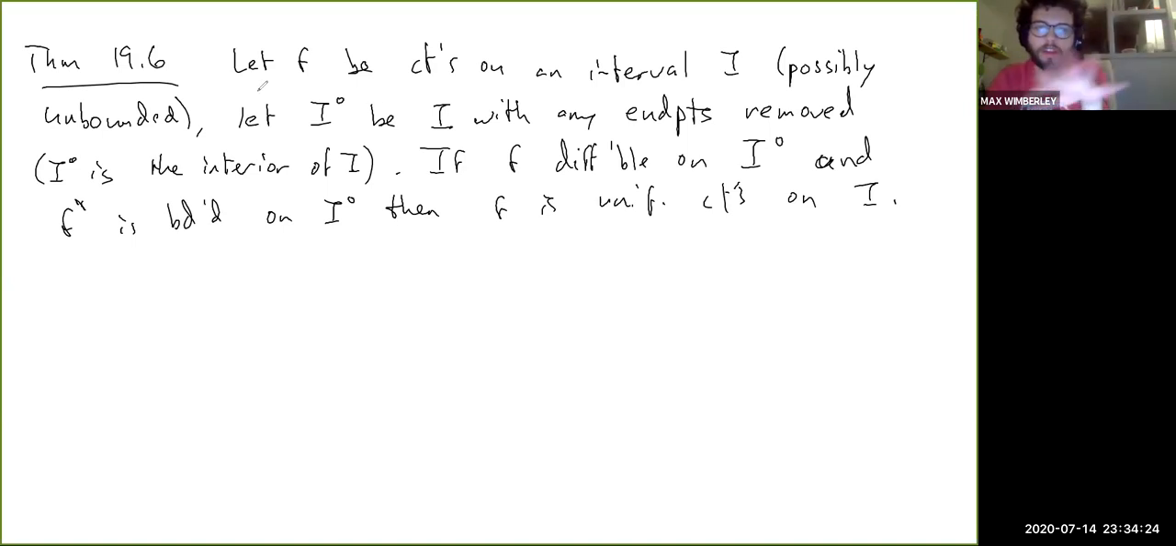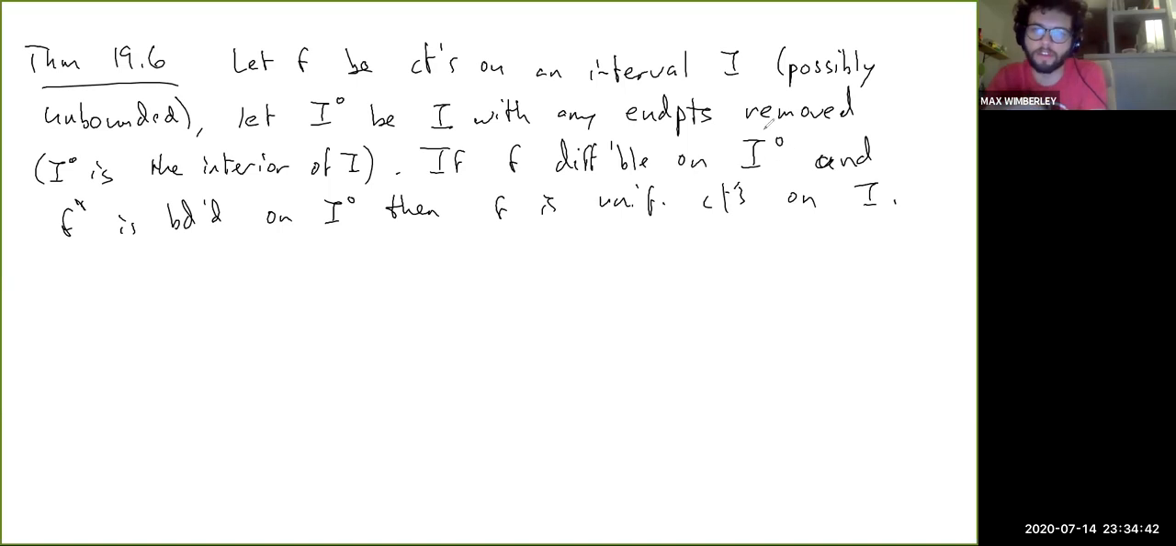Of course, it's a very subtle thing. This is not an exact... And notice that this is not an if and only if statement. We're only proving one direction here, which is that if the derivative is bounded, then the function is uniformly continuous.